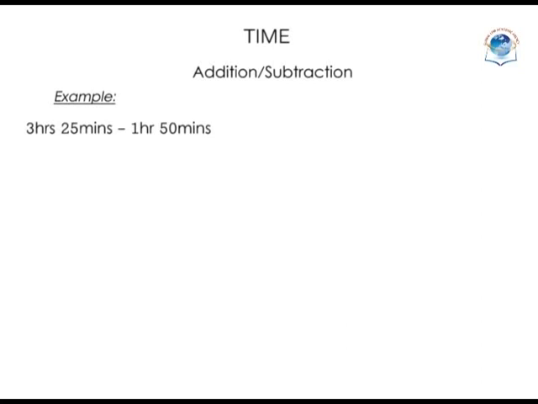3 hours and 25 minutes minus 1 hour 50 minutes. We write it as this. Now, 25 minutes cannot subtract 50 minutes. And so we borrow 1 hour from 3. This 1 hour is equivalent to 60 minutes. So we add to the 25 minutes to get 85 minutes. So we have 2 hours 85 minutes, subtract 1 hour 50 minutes. And that gives us 1 hour and 35 minutes. The same works with minutes and seconds.